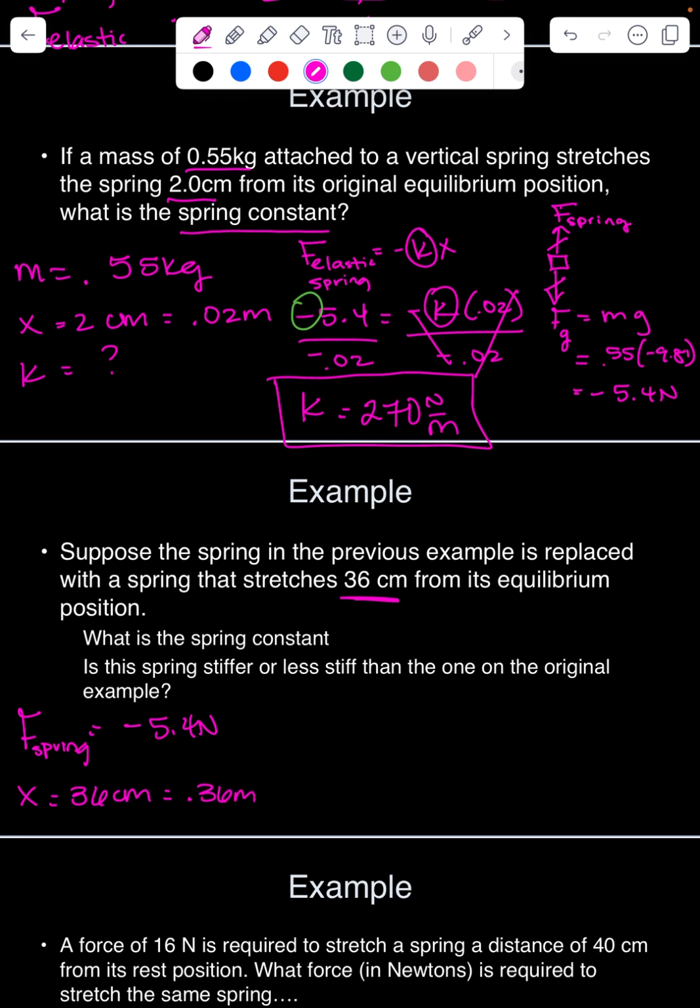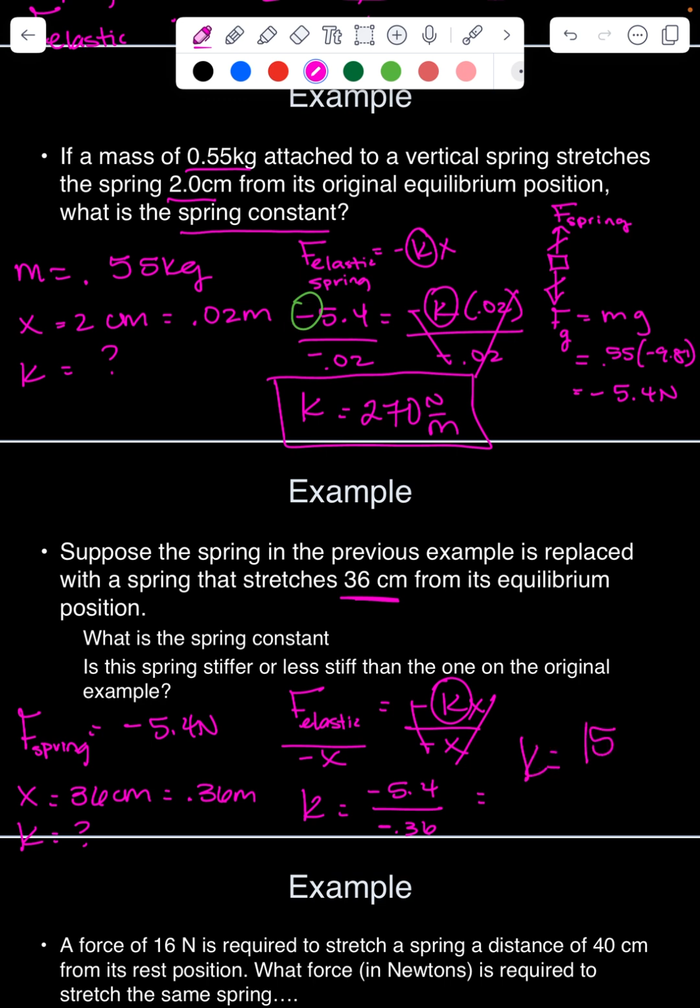And then we want to know what the spring constant is for this one. We know that our elastic or spring force is equal to negative kx. Solving for k, we divide both sides by negative x. So k is equal to negative 5.4 divided by negative 0.36. So we divide those two and we get a spring constant of 15 newtons per meter.